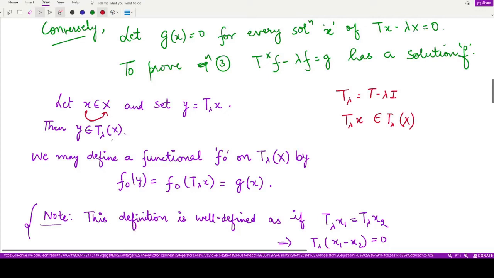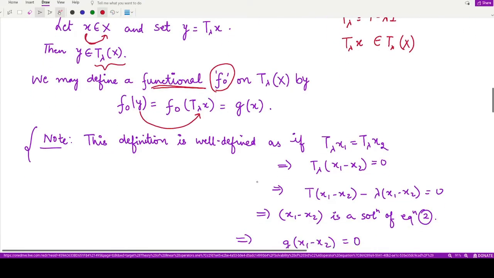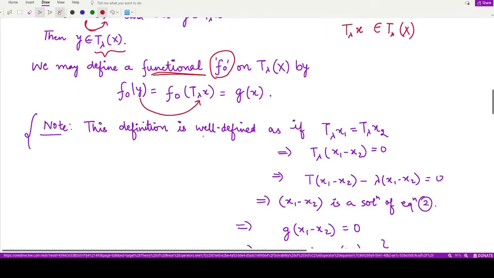Now on this range space we can define a functional. Let's call that f0. So this functional is defined in such a way that f0 of y is nothing but f0 of T lambda of x, and we are defining this to be g of x. Now we have to check whether we have defined it correctly or not. So this is a correct definition here.